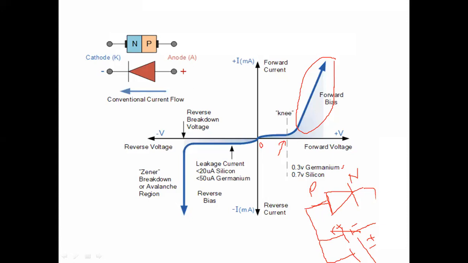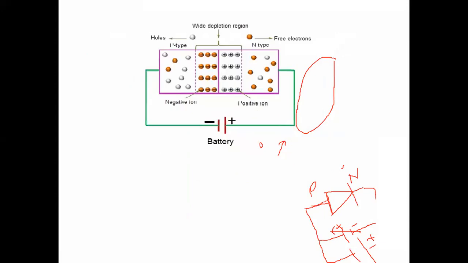Now make the connections reverse. Then what happens? The P side of the diode is connected to negative and the N side of the diode is connected to positive. This makes the diode reverse biased. When the diode is reverse biased, what happens? The depletion layer between the... here. This is when the reverse bias connection is applied.